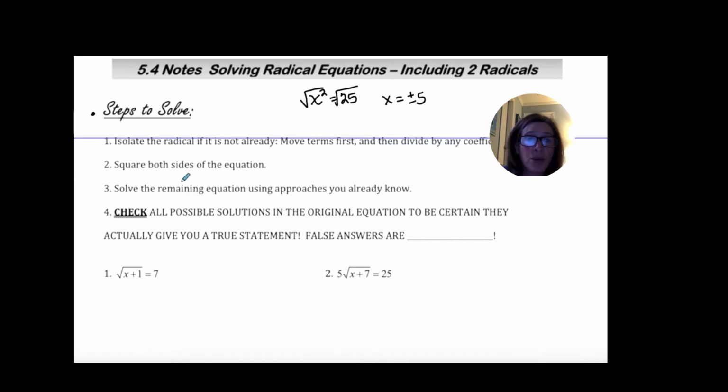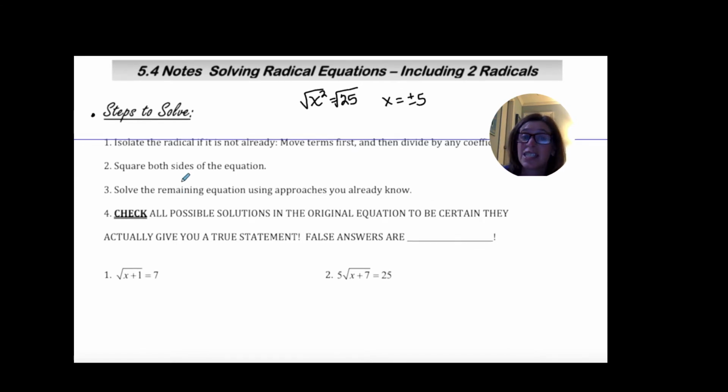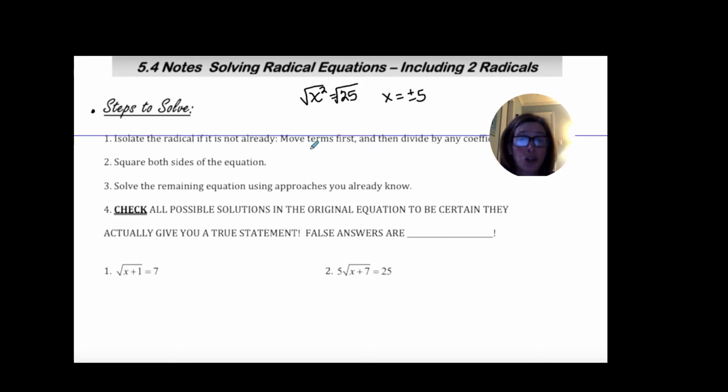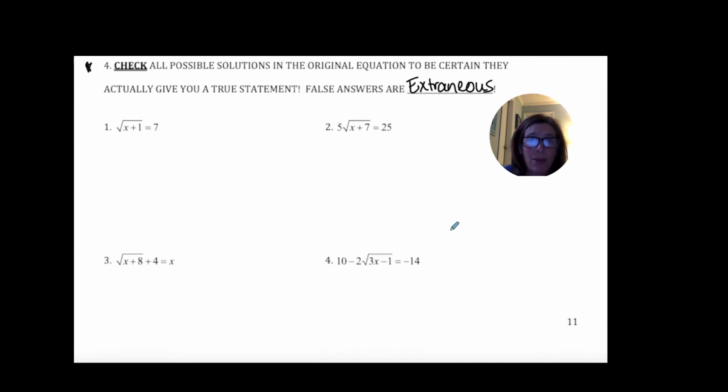First, we need to isolate the radical if it is not already. Move terms first and then divide by any coefficient of the radical. Square both sides of the equation. Solve the remaining equation using approaches you already know. The most important thing is that you check all possible solutions in the original equation to be certain they actually give you a true statement. We may get false answers, and they are what we call extraneous solutions.